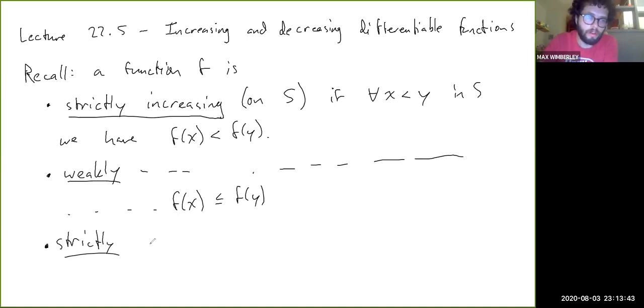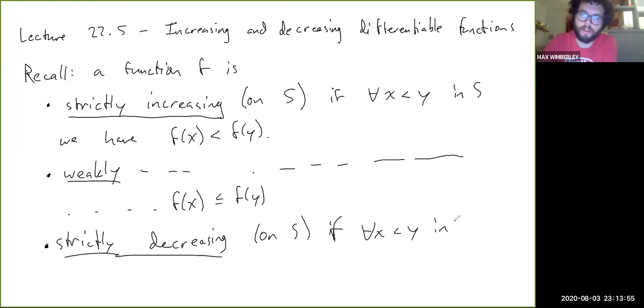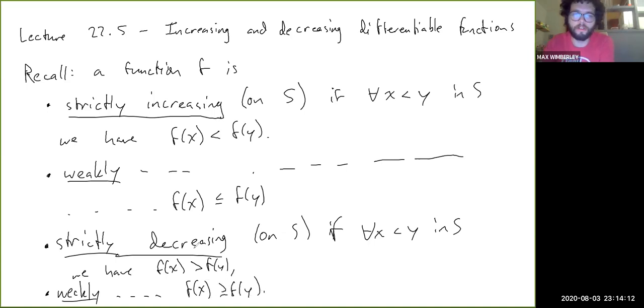Strictly decreasing on S if for all x less than y in S, we have f of x is greater than f of y, and weakly decreasing if f of x is greater than or equal to f of y under these conditions, right? So that's increasing and decreasing.